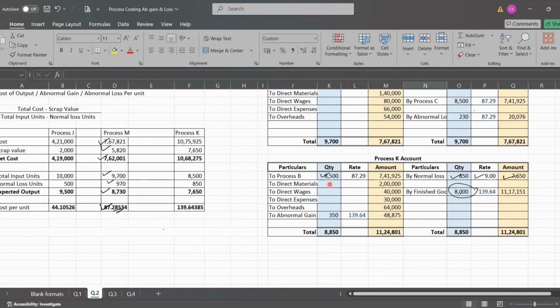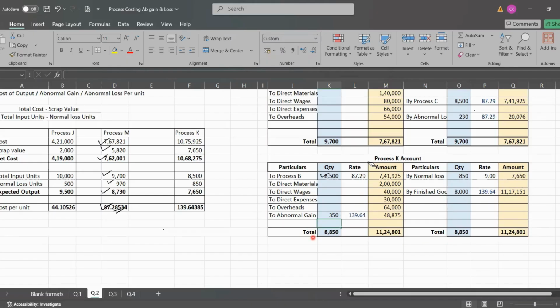Now our last part is, first of all, calculate abnormal loss or gain using the total of the quantity column. On the credit side you will get a total of 8,850: normal loss is 850 and transfer is 8,000. On the debit side the total is 8,500. So you will get the balancing figure on the debit side, which is 350, as abnormal gain. And once you get abnormal gain or loss on the debit or credit side, the last step is calculation of CPU, cost per unit for transfer as well as cost per unit of abnormal loss or gain.